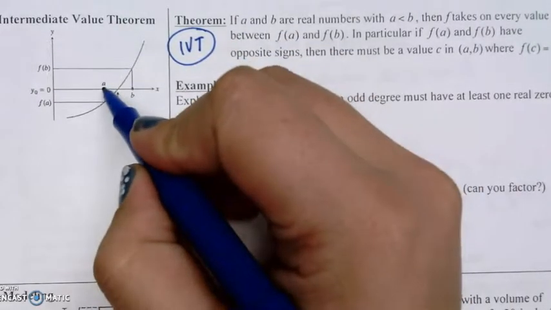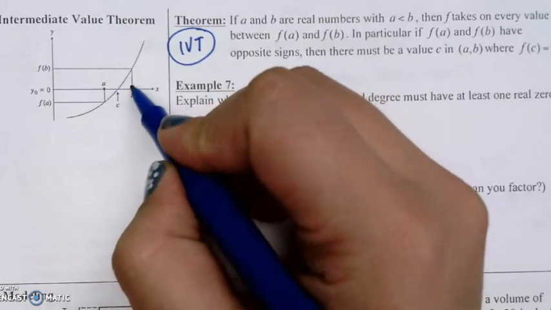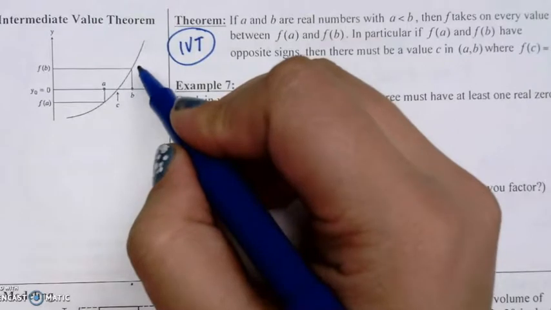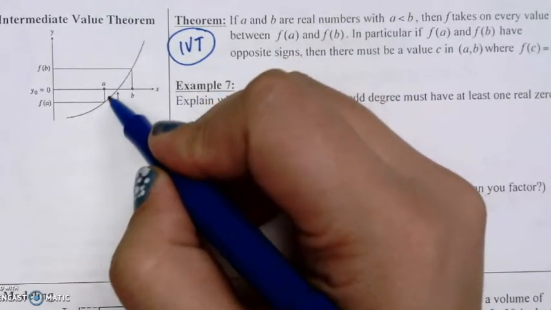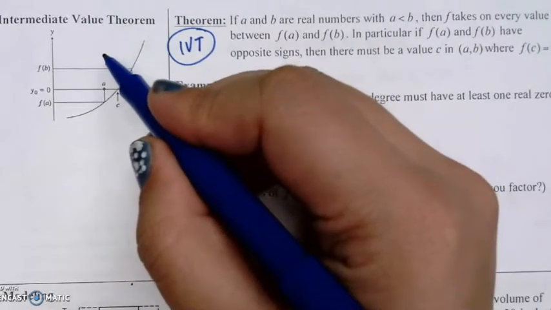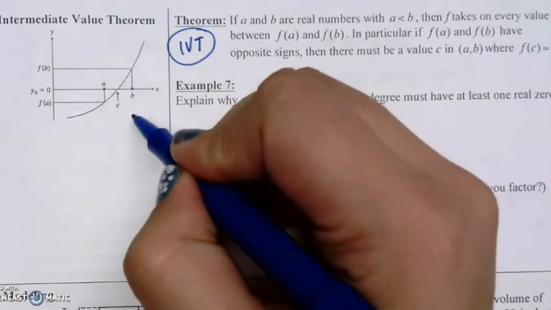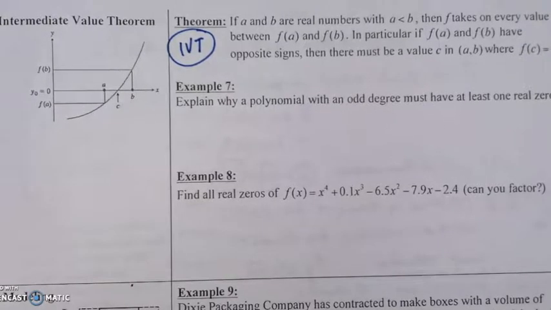So for example, here I have A and B. F of A is negative, f of B is positive, and since we go from negative to positive, we know that there has to be a 0 in between there. Between negative and positive will always be a 0. If my graph was decreasing, I could have gone from positive to negative, but there would still have to be a 0. Okay, so using the intermediate value theorem, I want you in your own words to try example 7.